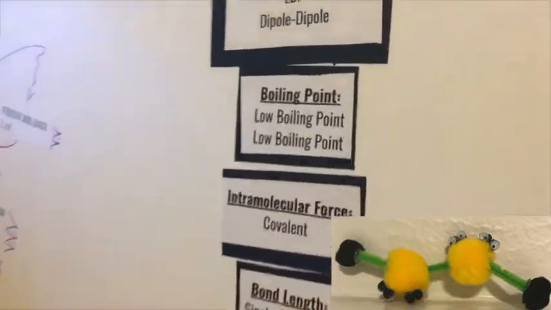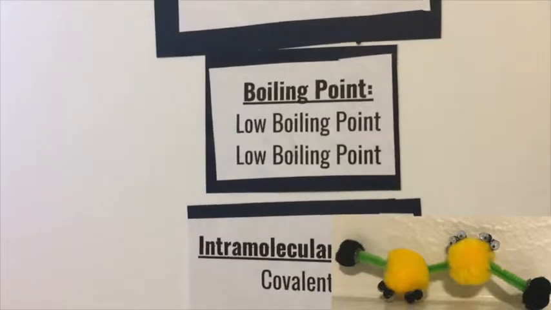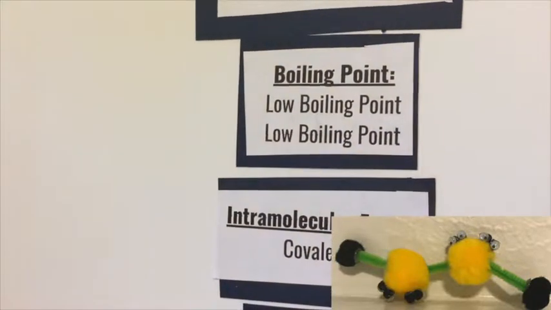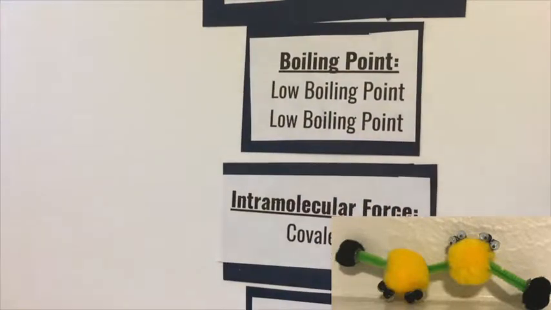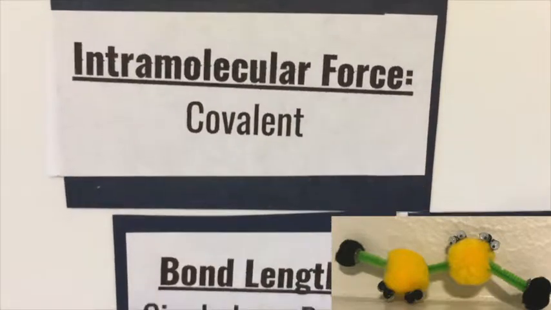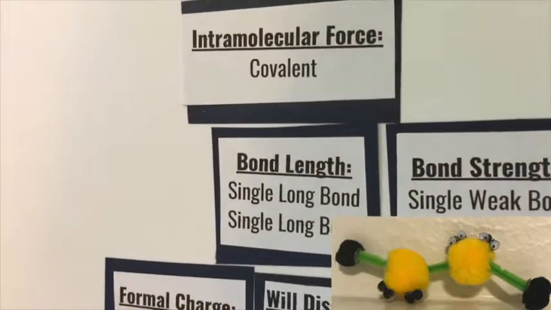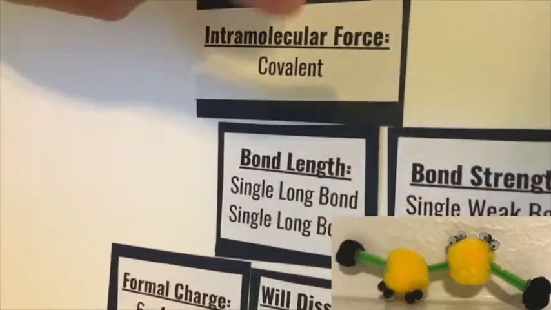After that, we can go on to identifying its boiling point, which would be a low boiling point due to its low intermolecular force, dipole-dipole. Next, we can identify its intramolecular force, which would be covalent because it is two nonmetals bonding together. After that, we can look at the molecule and identify its bond length and strength.